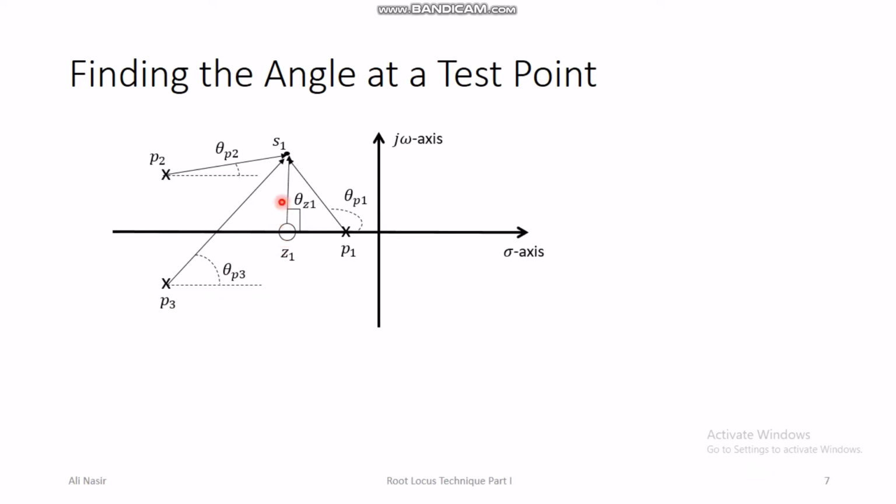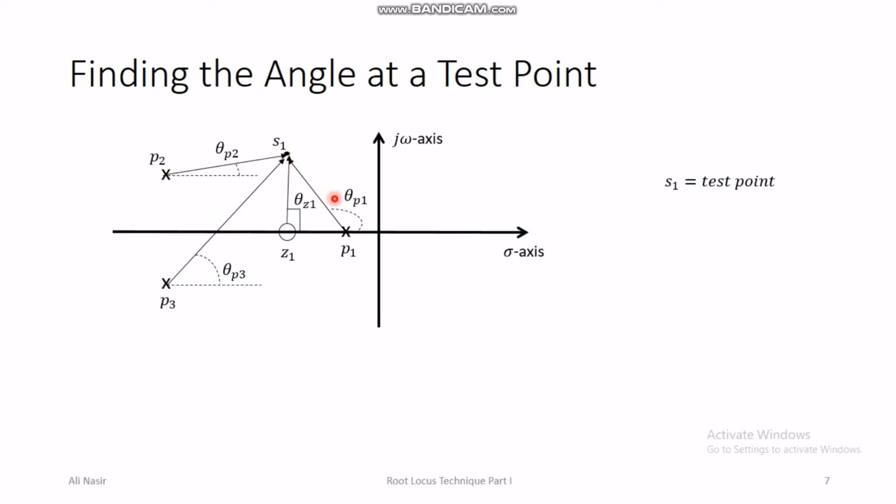And if you take any test point on the complex plane, let's say S1 is the test point, and if you want to find the angle at this point, how can we use the angle condition to find the angle at the test point S1? In order to do that, we have to draw vectors from every pole and every zero towards this test point. So from pole P1 I draw a vector towards the test point, from the zero I draw the vector towards the test point, from this pole I draw the vector towards the test point, and so on.